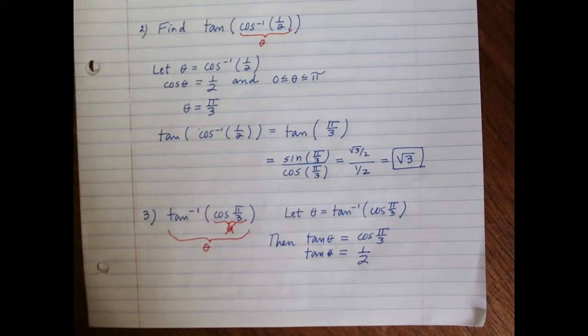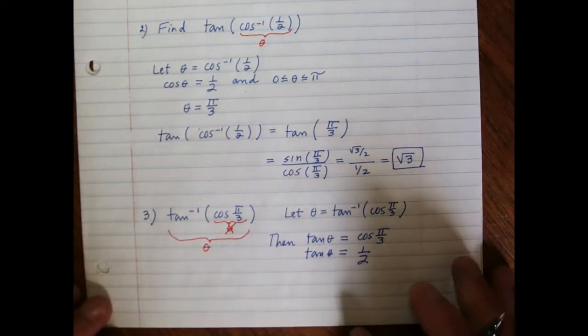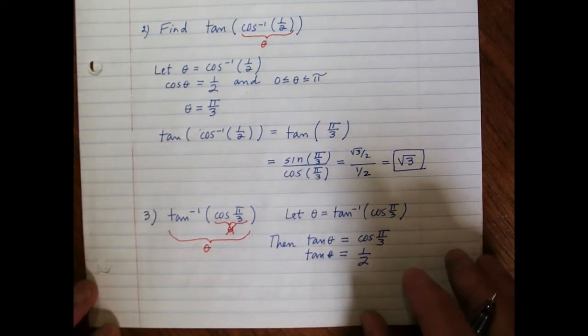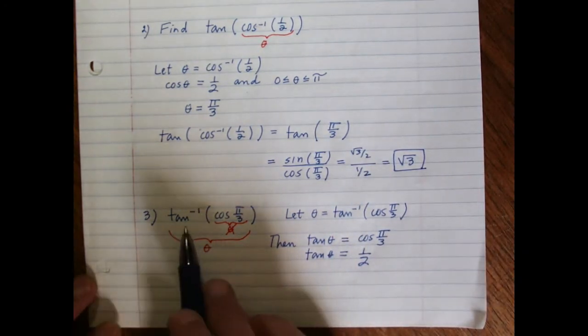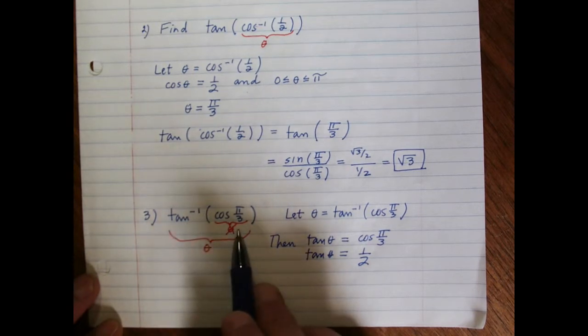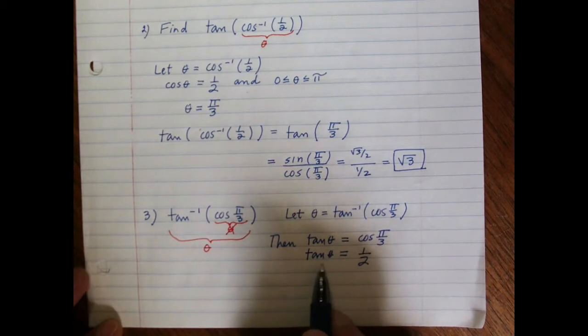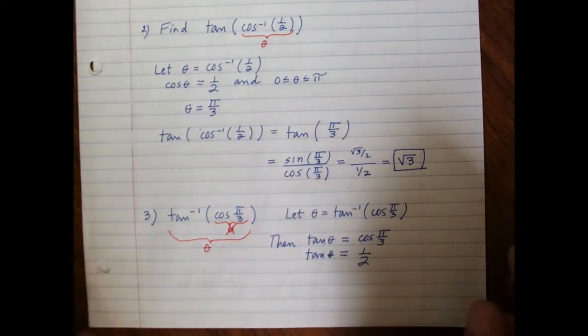Okay, welcome back. Sorry, I got cut off there at the end of the last video and didn't get to finish this problem. I didn't know where my calculator was. So we were just finishing up this number 3, the inverse tangent of cosine pi over 3. We got to the point where we knew that we were looking for theta, where tan theta is a half.